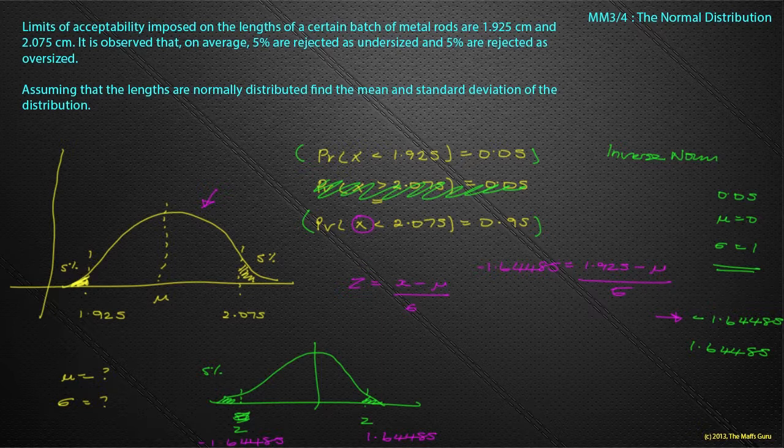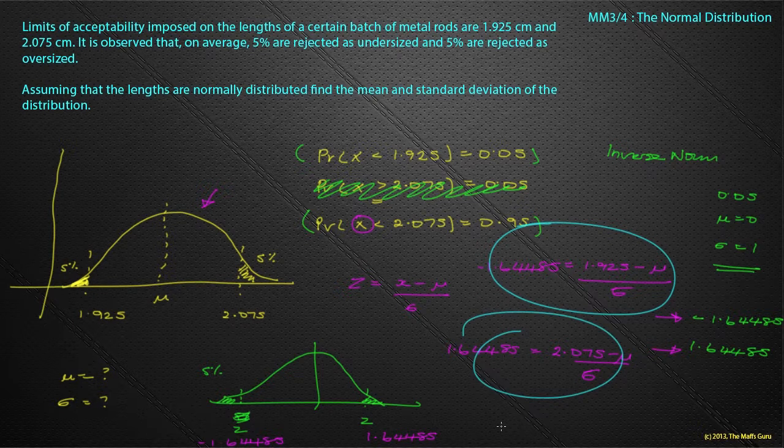If I've got two unknowns, I need another equation. Well, I know my upper z-score is 1.64485. That's equal to 2.075 minus mu, over sigma, and that's not a 6 by the way, it's sigma. Having got this equation and this equation, I can now solve using my CAS calculator.